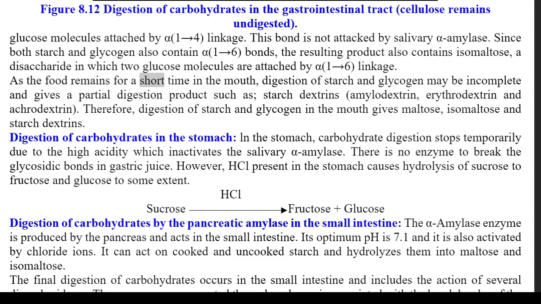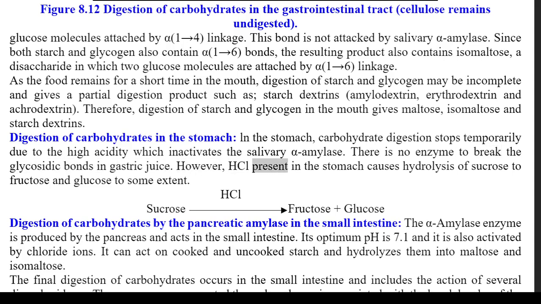As the food remains for a short time in the mouth, digestion of starch and glycogen may be incomplete and gives a partial digestion product such as starch dextrins, amylodextrin, erythrodextrin, and acrodextrin. Therefore, digestion of starch and glycogen in the mouth gives maltose, isomaltose, and starch dextrins. Digestion of carbohydrates in the stomach: carbohydrate digestion stops temporarily due to the high acidity which inactivates the salivary alpha amylase. There is no enzyme to break the glycosidic bonds in gastric juice.